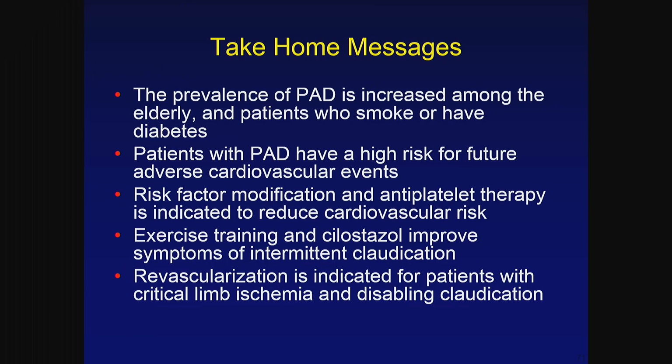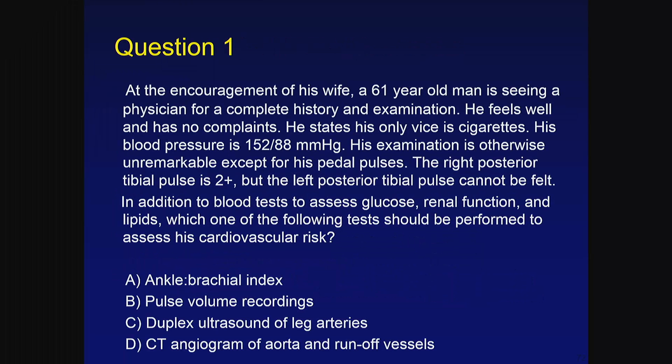Exercise therapy and cilostazol are the first-line approach to intermittent claudication, which is then supplemented with endovascular therapy. In patients with critical limb ischemia, revascularization is a matter of relative urgency in order to preserve limb and avoid amputation. Moving on to a couple of questions relating to this discussion.